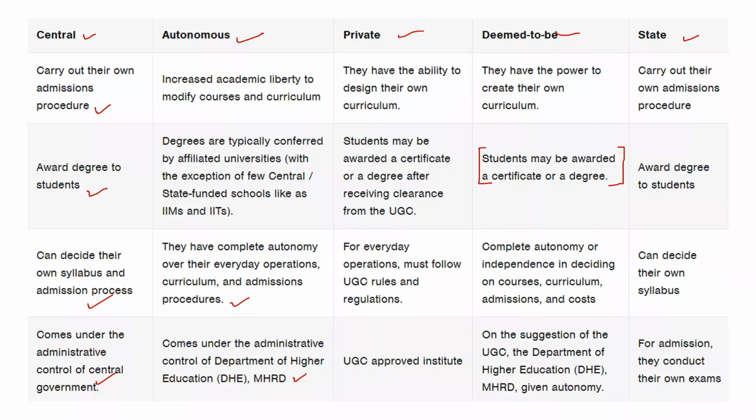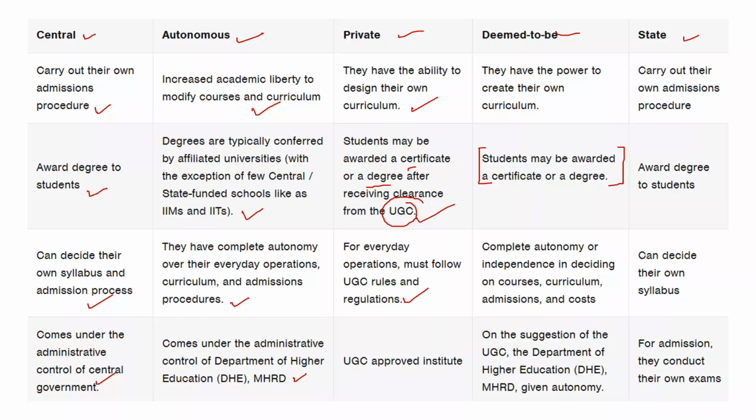Degrees are typically conferred by affiliated universities, with the exception of a few central state funded schools like IIMs and IITs. They have increased academic liberty to modify courses and curriculum. Again, in terms of private universities, they also have the ability to design their own curriculum. They may also award a certificate to the student, either for a short-term course or a degree. For everyday operation they must follow UGC rules, the rules and regulations implemented by the UGC.